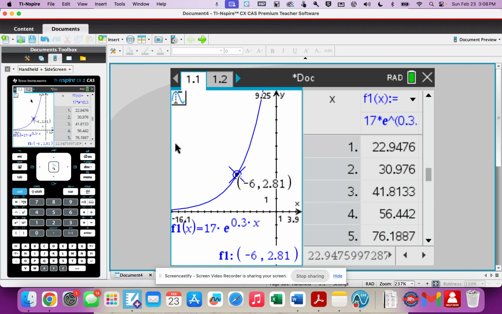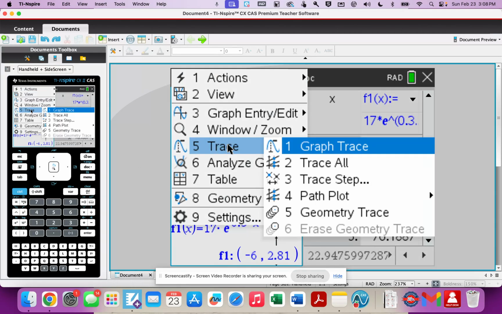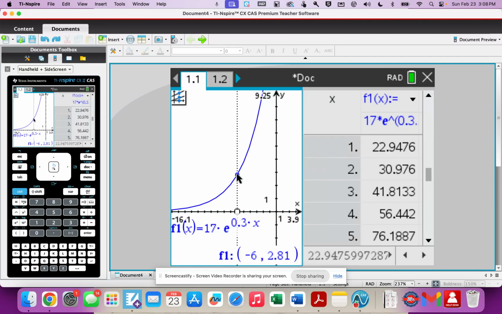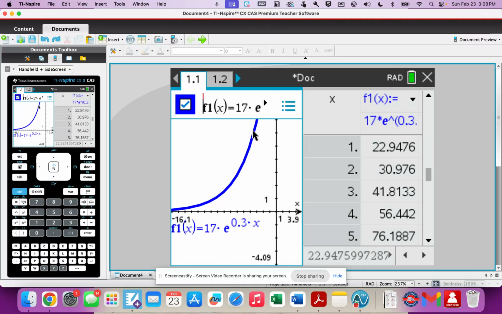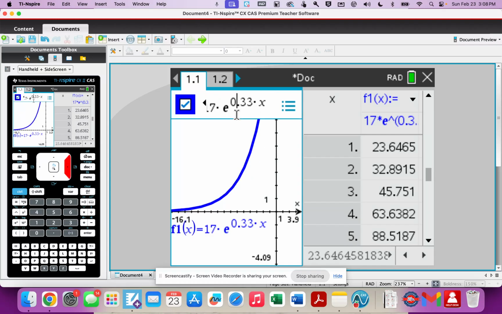Oh, nope, let's try that again. Wrong trace. All right, so menu, trace. I think it was trace all, maybe. I should be able to actually move it at this point. I don't know why it's giving me a hard time. No, I did not want to mess with that. Oh, my calculator is being weird. Okay, so go back up, and I did not want to mess with that and change my function. That's supposed to be 0.31.